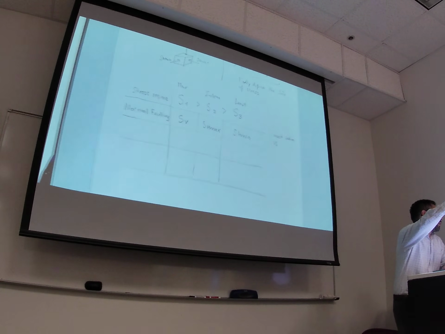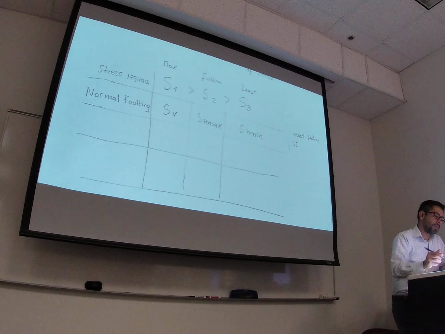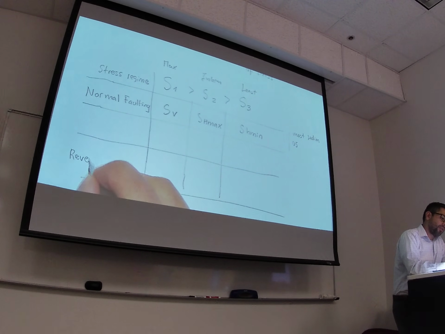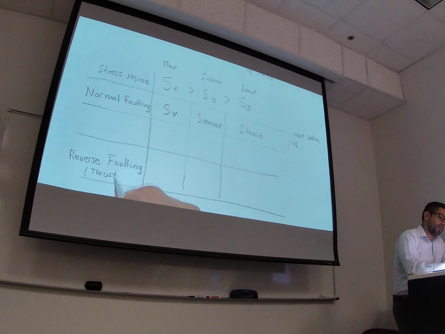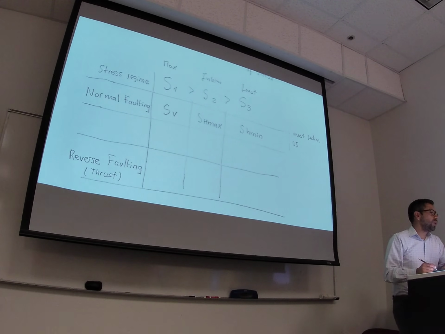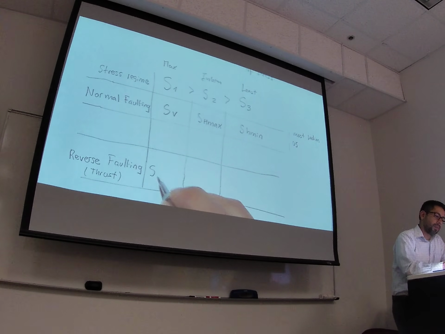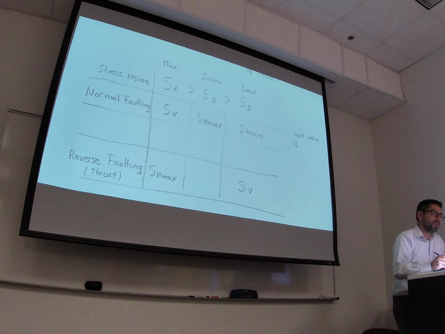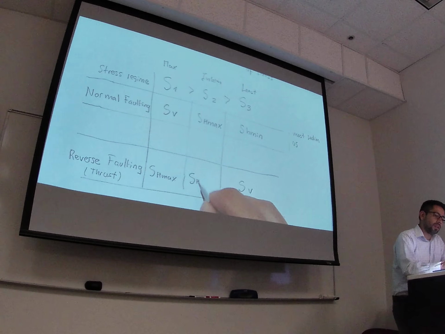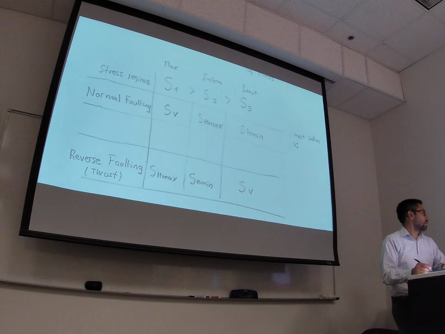Let me go to the complete opposite here, which is called reverse faulting, sometimes also called thrust faulting, in which the maximum total stress, or the maximum principal stress, is going to be horizontal, and the minimum is going to be vertical. Of course, intermediate is going to be also horizontal.